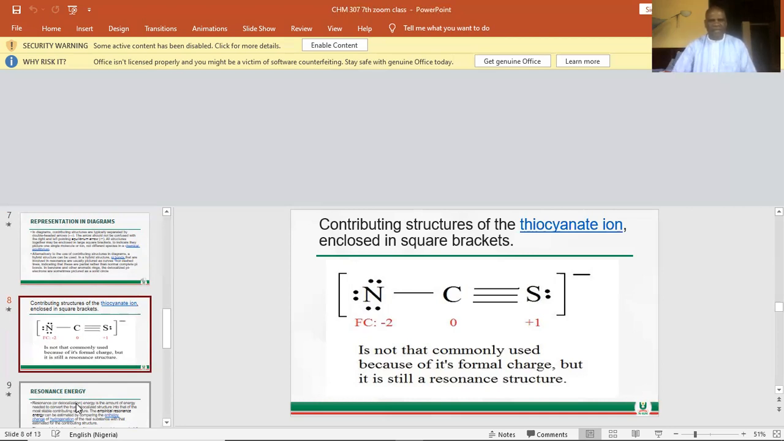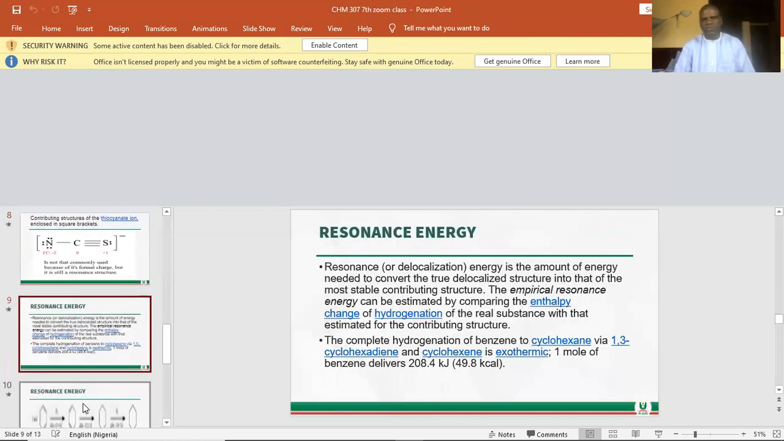What we have is the thiocyanate structure, the contributing structures to the thiocyanate ion that are enclosed in a square bracket. It is not commonly used because of its formal charge, but it's still a resonance structure. So in other words, sometimes the triple bond can be on the side of the sulfur, or it can be on the side of the nitrogen, depending on the one that is actually being employed for use.